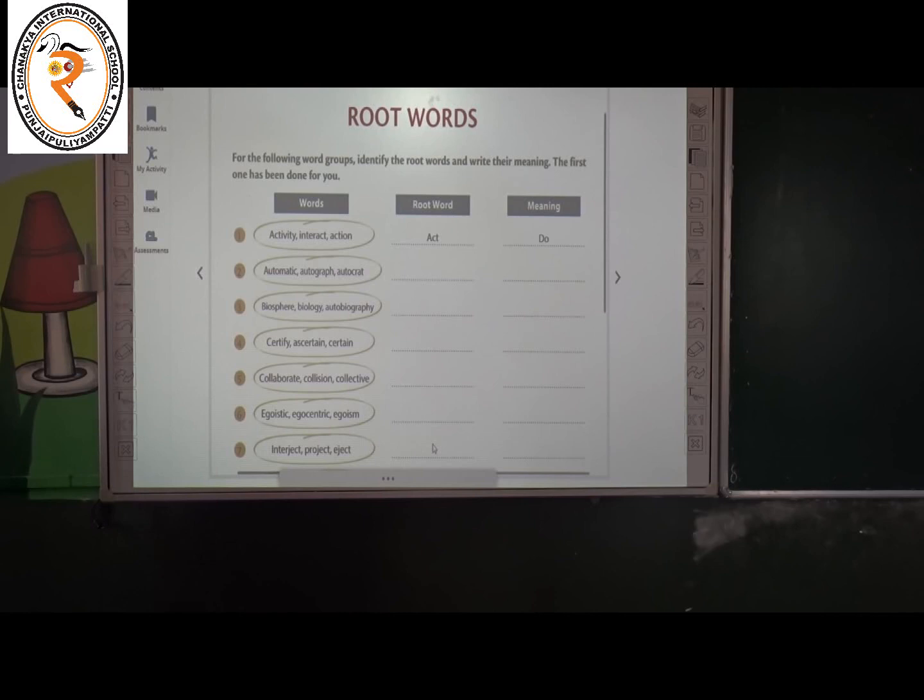See the seventh one. Interject, project, eject. Okay, interject, project and eject. Here the root word is ject, J-E-C-T. And what is the meaning of this? The meaning of this is through.